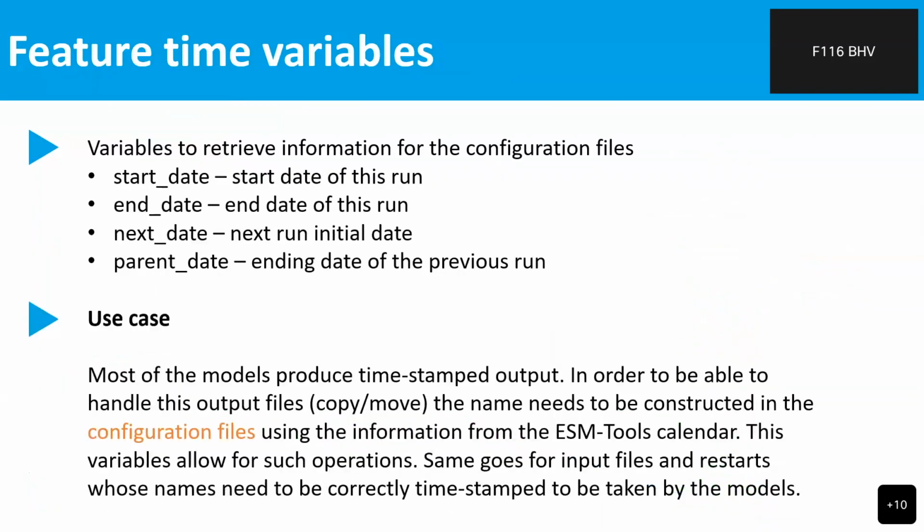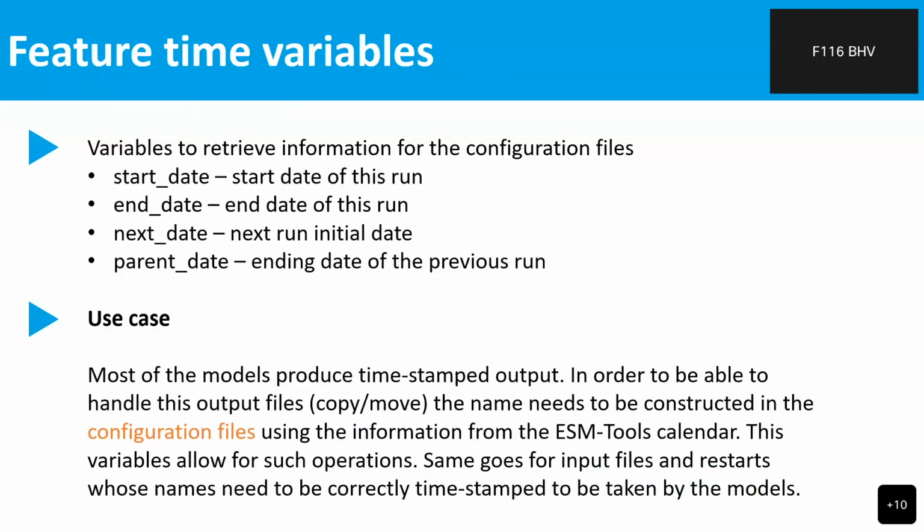So you were asking about the end date. That's also a feature variable. These 4 variables are pretty useful for you, because they are already defined by ESM tools, and you can use them in your run script to do operations with them. Start date tells you when the start of the run is, not of the simulation. The simulation start is the initial date. And the end date is the same for the end of the run. So these are 2 for runs.